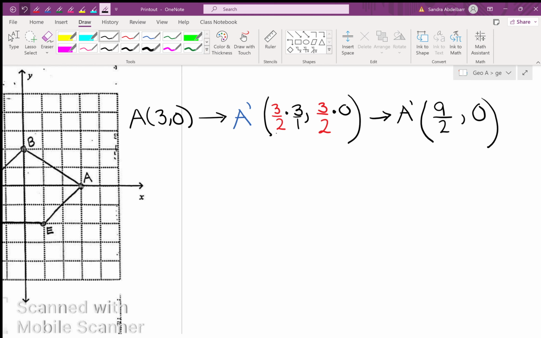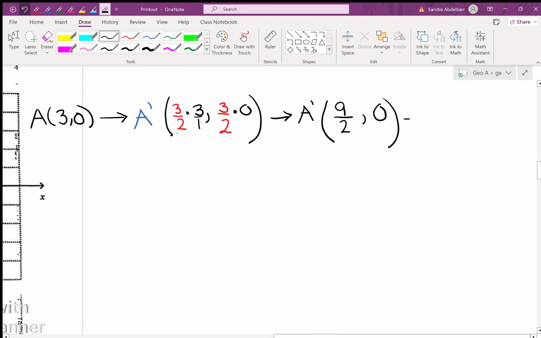But when it comes to graphing, improper fractions are not the best. It's much easier to graph a decimal or a mixed number. So with that said, you all tell me 9 halves is the same as what? As a mixed number? 4 and a half. So I'm going to write (4.5, 0).